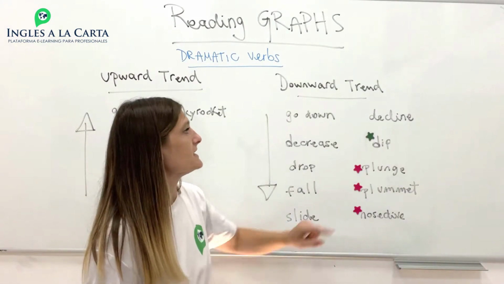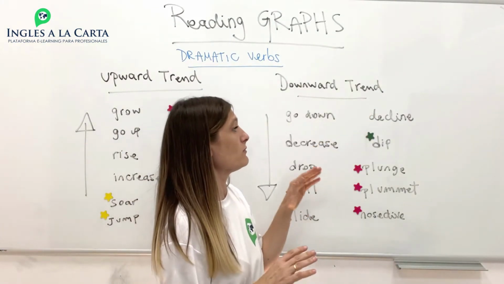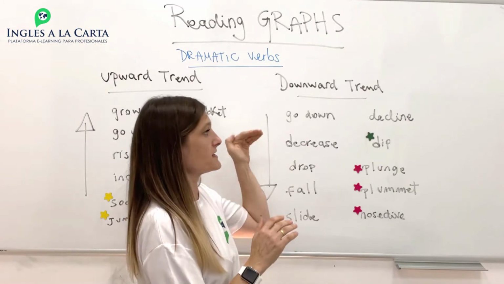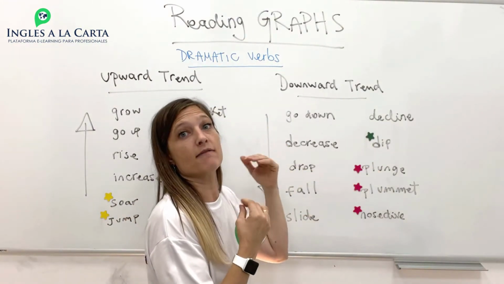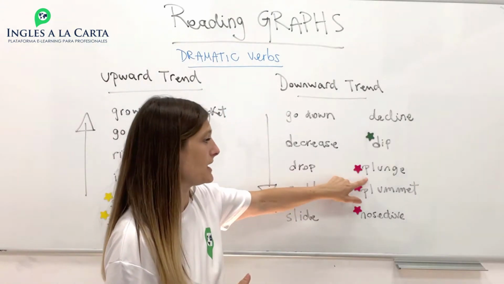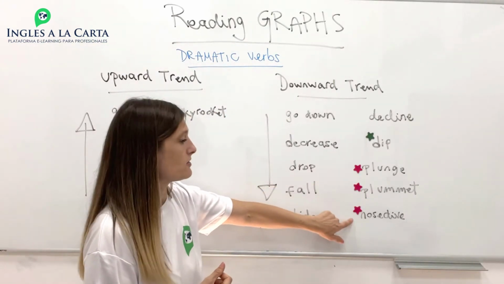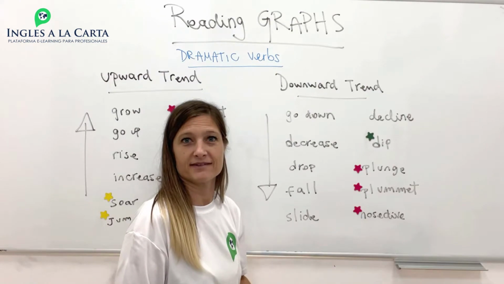We have slide, decline, and then when we want to explain that the graph is going down fast, we say dip. And if it's going very fast, we can say plunge, plummet, or nosedive.